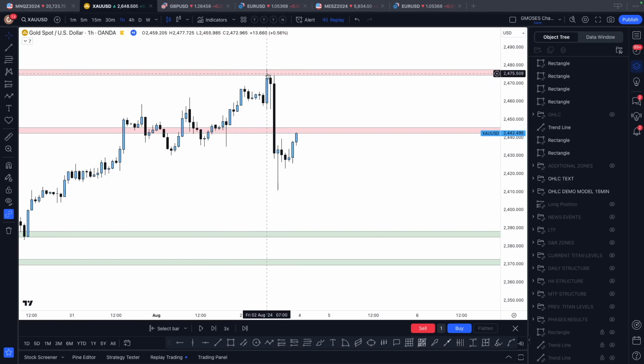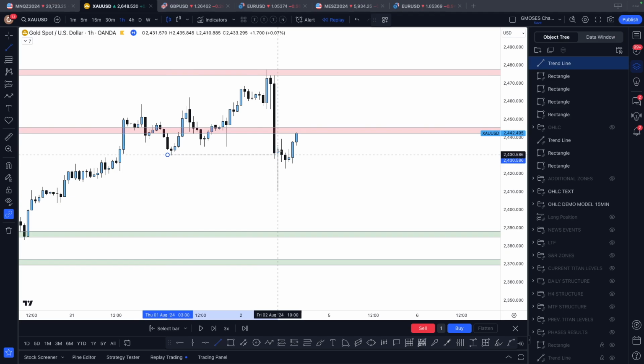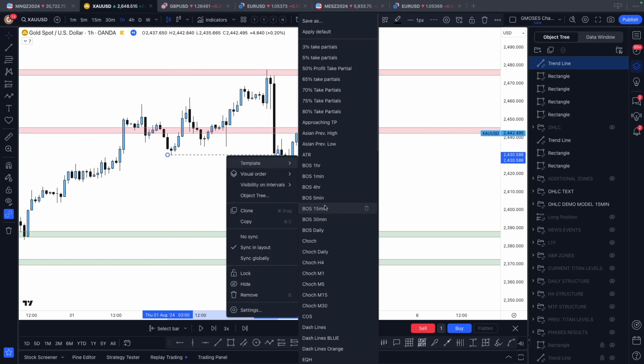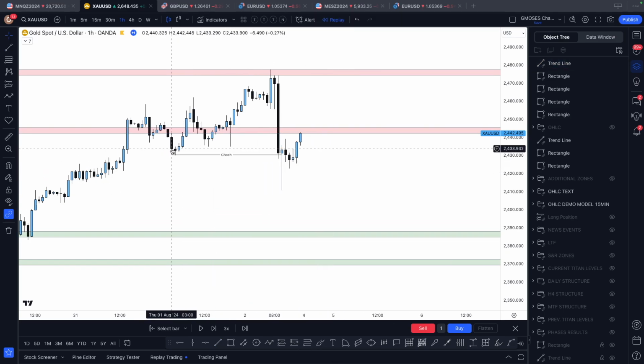Now, this here, because this is just a one candle pullback, it looks a little weird, and so we're going to signify this area here to be pretty much our change of character.